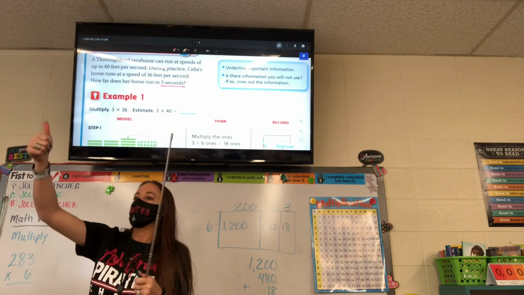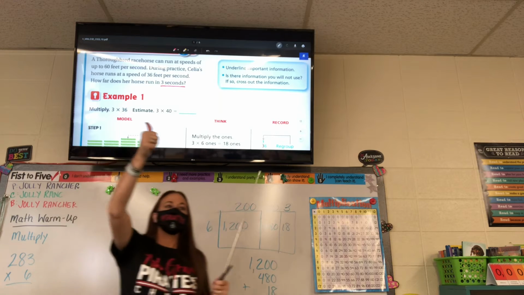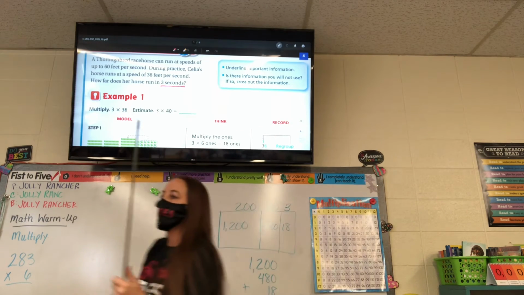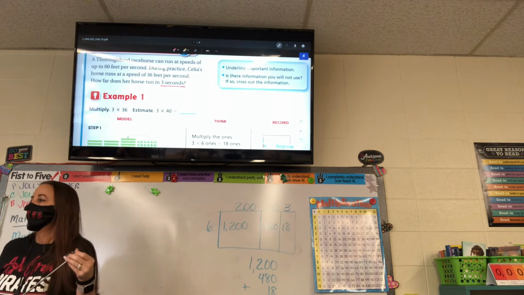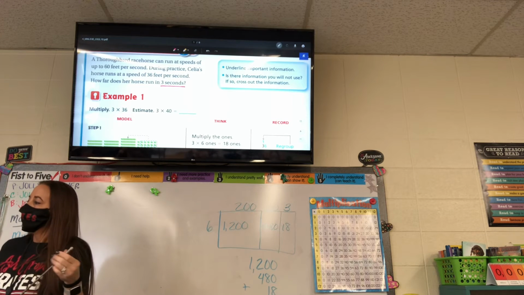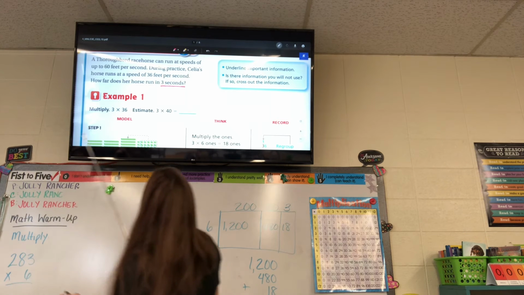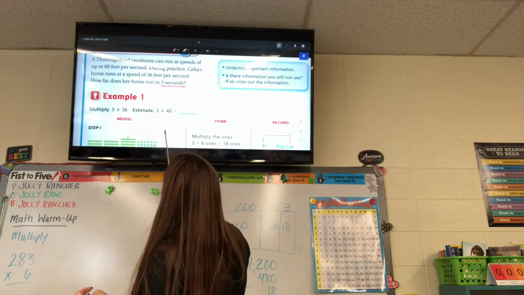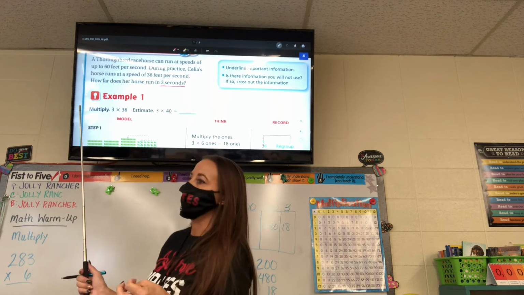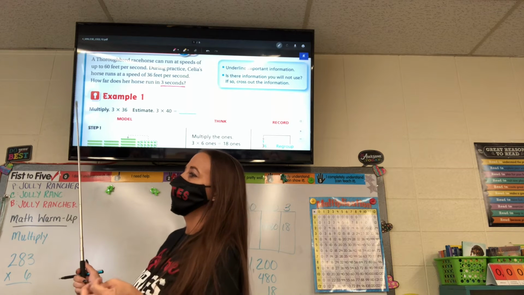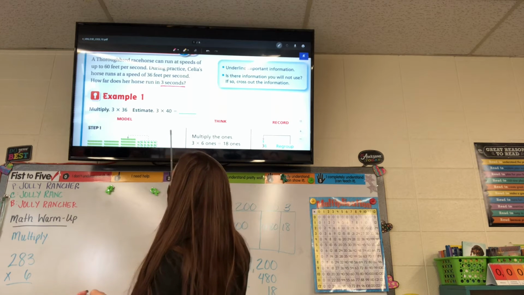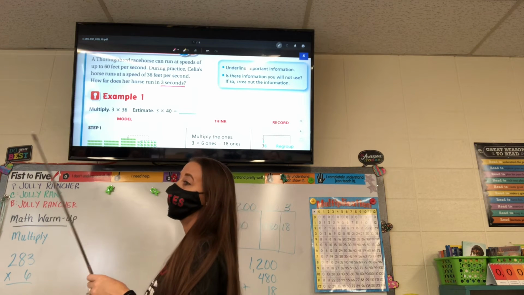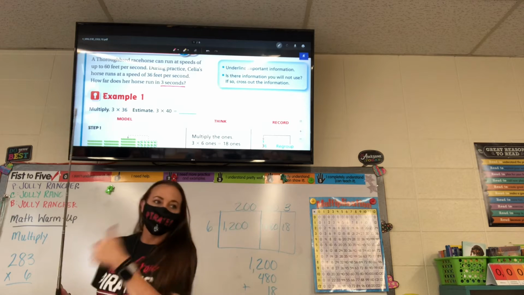Thumbs up if you agree. Thumbs down if you disagree. 60? Yes or no? Landon, how come we're not 60? So why don't we want to use 60? Ethan, why not? Because we're not talking about a thoroughbred horse, we're talking about her one, and hers can only run 36 feet. Bingo. Does that make sense?